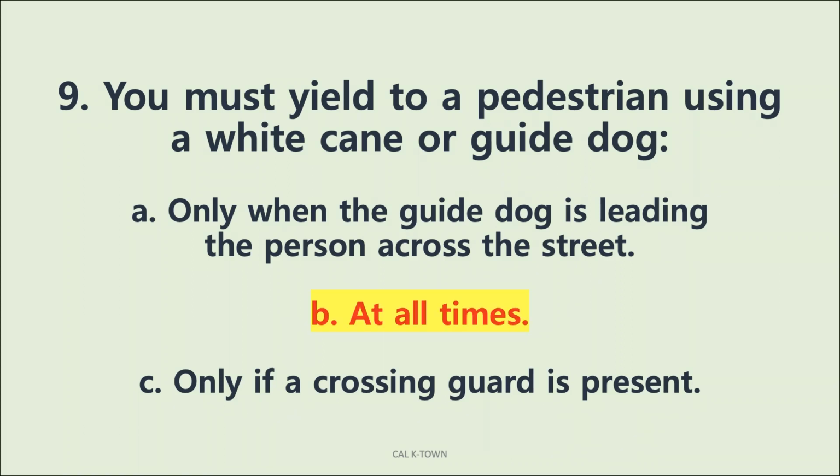The answer is B. At all times. Pedestrians who use guide dogs or white canes, with or without a red tip, must be given the right of way at all times.